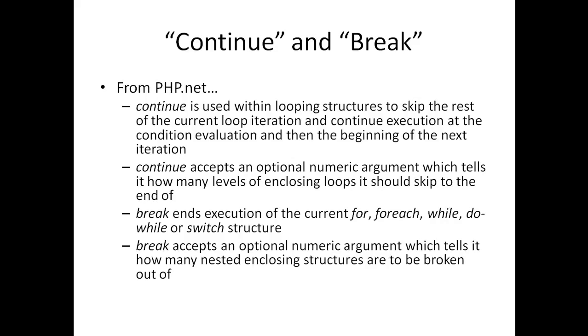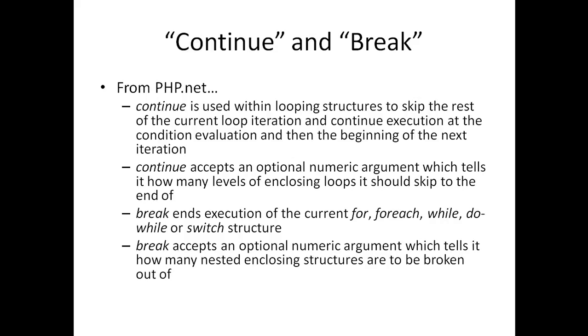All right, so here's how continue and break work. Continue is used in looping structures to skip the rest of the current loop iteration and continue execution at the condition evaluation and then the beginning of the next iteration. You're literally continuing in your loop. You're just going to the next iteration after your evaluation of your condition, though. Continue accepts an optional numeric argument which tells it how many levels of enclosing loops it should skip to the end of. That's important because if you are nesting loops, you need to know at what loop you want to jump to.